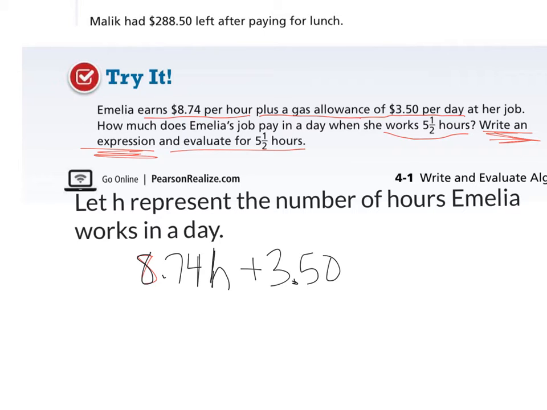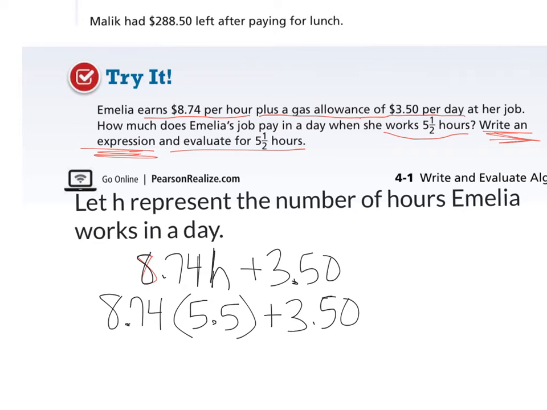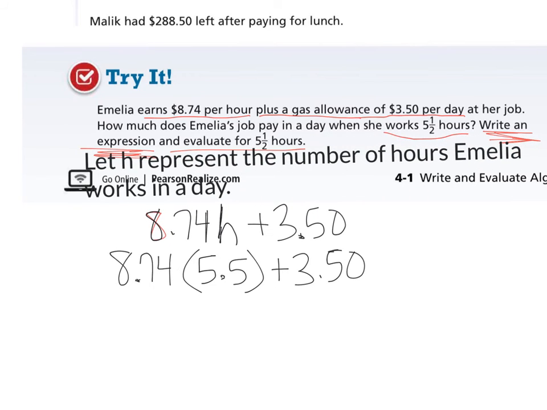So when we take our expression, when we evaluate this, we're going to evaluate it for 5.5 hours. So we're just going to substitute in place of the H. We're going to substitute with 5.5, which we know is the same as 5 5/10. Then we're just going to do our order of operations. We have multiplication and addition. So once again, we will do the multiplication first. So $8.74 times 5 5/10.